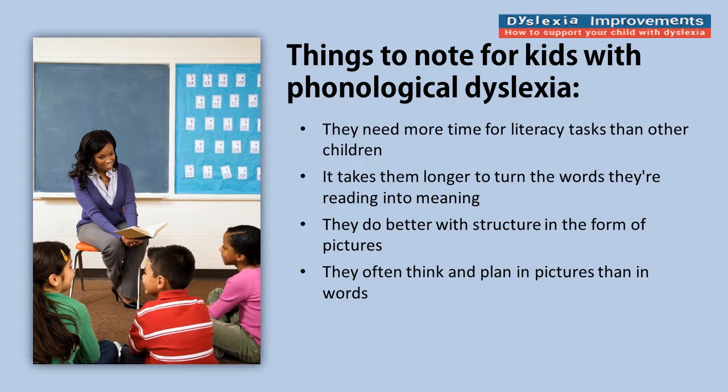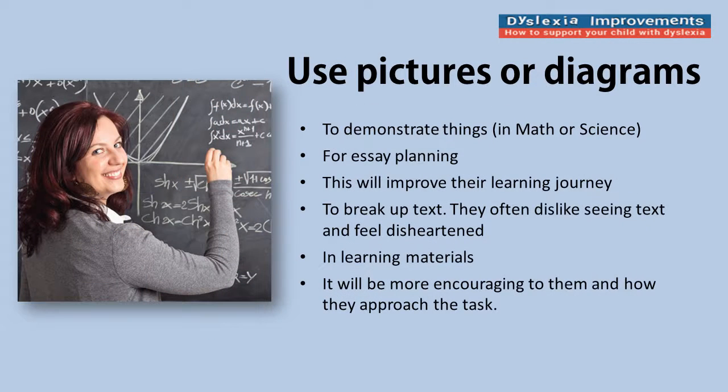Children with phonological dyslexia often think and plan in pictures rather than in words. So wherever possible, use pictures to demonstrate things. An example of this would be, if you're teaching fractions to a class, to use two-dimensional pictures of shapes being cut out to represent a half or a quarter.